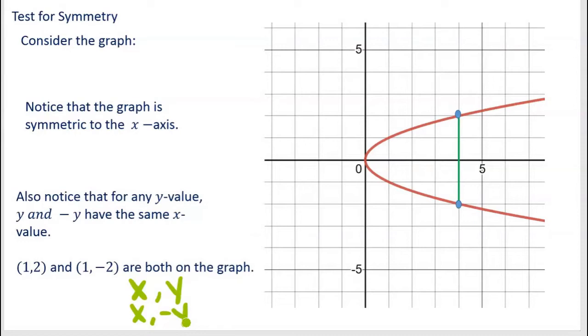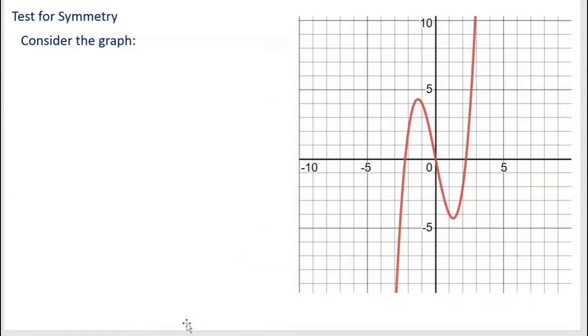Now let's look at a third type of symmetry. Notice this particular graph. It's not a reflection through the y-axis, and it's not a reflection through the x-axis either. So it's not your typical symmetry. And maybe what is it symmetric to? It's hard to say. Well, it turns out it has what we call origin symmetry.